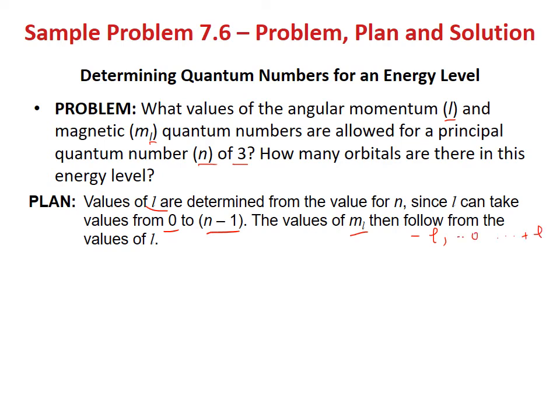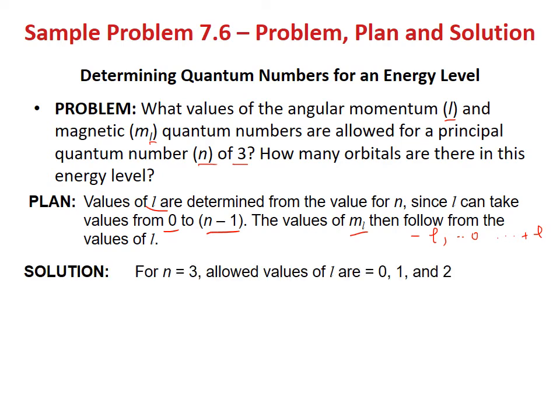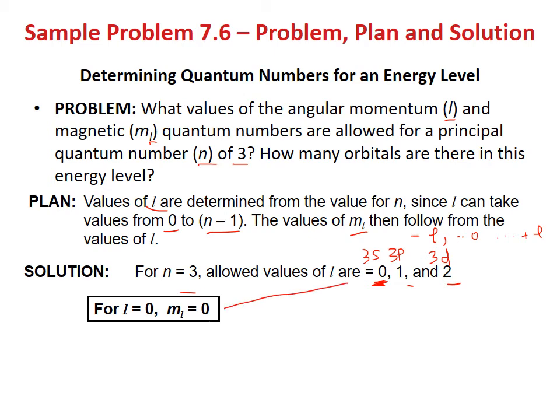Okay, so when n equals 3, L can be 0, 1, until n minus 1, which is 2 in this case. Remember, this is called the s orbital, this is called the p orbital, and this is called the d orbital. So more precisely, it's 3s orbital, 3p orbital, and 3d orbital. When L equals 0, that's for s orbital, L can only be 0. So we have L equals 0, m is 0. So that's 3s orbital.